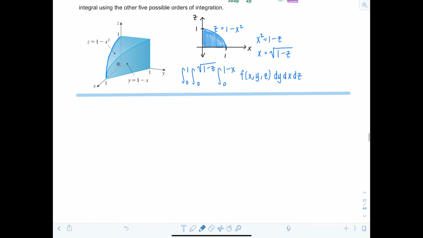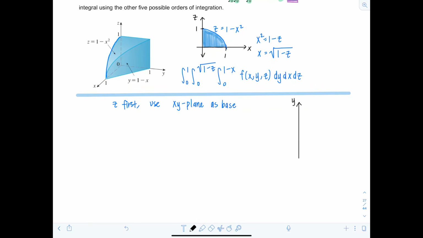Moving on, let's switch what we're going to use as the base of our solid. Let's integrate with respect to z first, meaning we're going to use the xy plane, or the projection of the solid in the xy plane as the base. All right, here we go. So in the xy plane, what is going on? I see a triangle, right? Draw it out, draw it out.